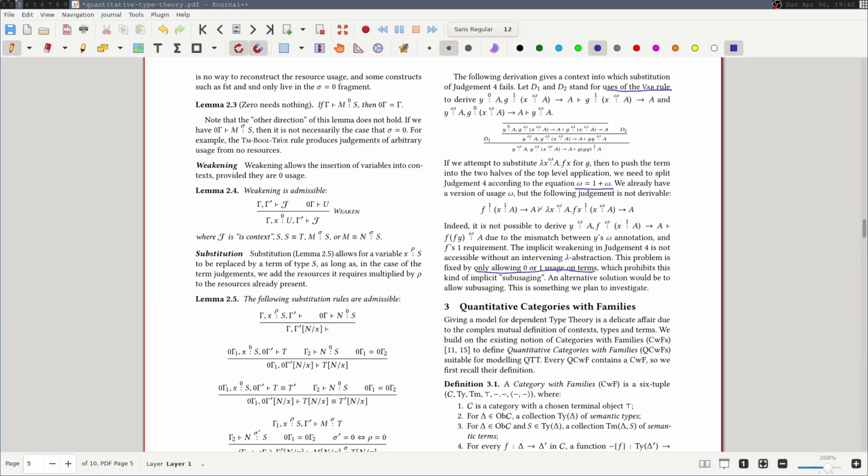This feels like a pretty big problem if you can't have terms with usage omega.